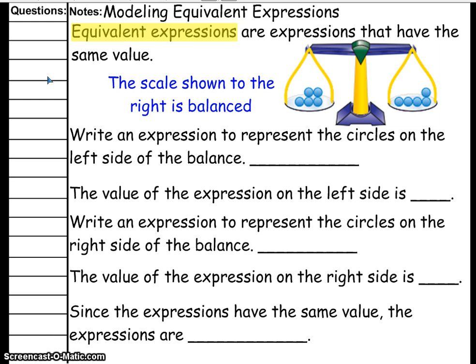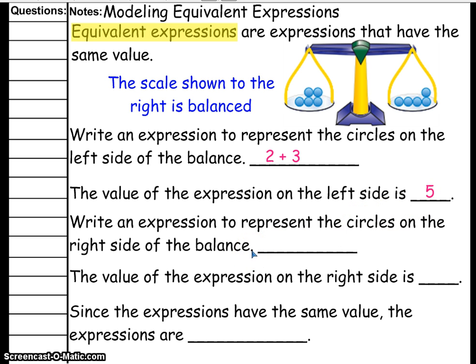Write an expression to represent the circles on the left side of the balance. So here is our left side of our balance, and we want to write an expression that represents what we see. So we have 2 on top and 3 on bottom, and they're together. So we'll have 2 plus 3. The value of the expression on the left is 5. It equals 5.